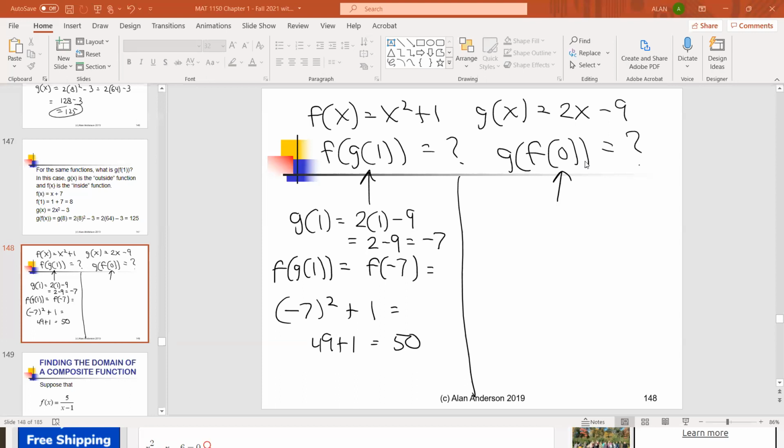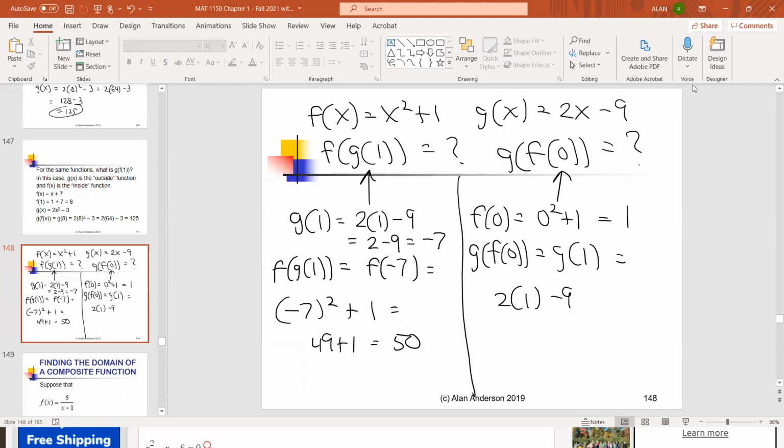Now the second one, remember it's g of f of 0. So start by calculating f of 0, which is 0 squared plus 1, equals 1. And that means that in the second case, g of f of 0 is g of 1. And that means you've got 2 times 1 minus 9. Oh, well, what do you know? Just by coincidence, it's -7. Let me make sure we did that correctly. f of 0 is 1. Therefore, g of f of 0 is g of 1, which is -7. Okay.